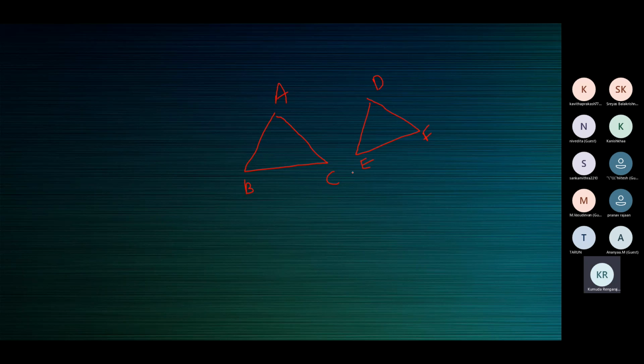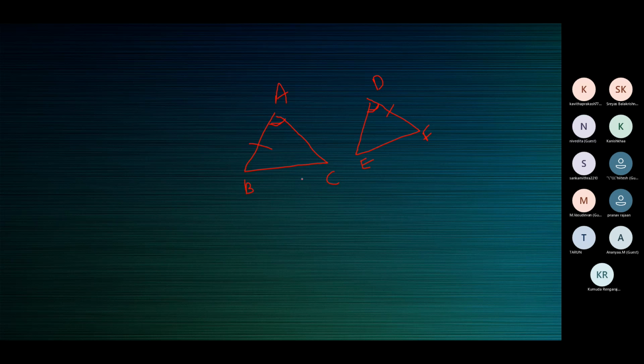Now tell me, AB is equal to what? DF, ma'am. I'm annotating. Can you see the screen? Yes, ma'am, we can see. AB is equal to DF. Then angle A is equal to angle D, ma'am. Yeah, now tell me. BC is equal to EF.